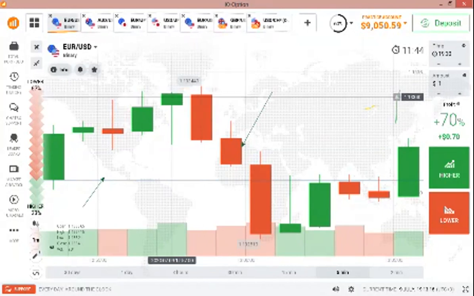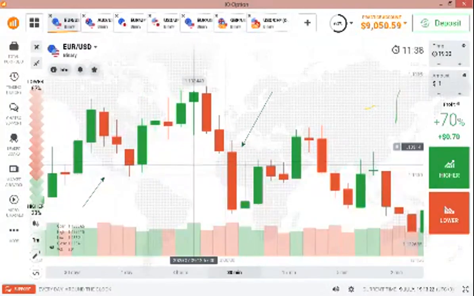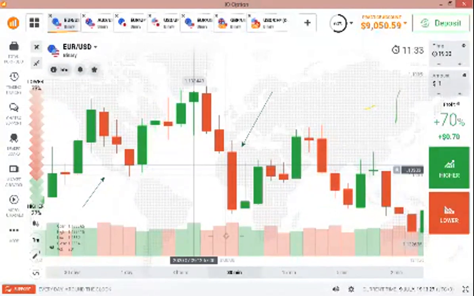I know that the buyers are weak at that time, so they can't take the highest point. So in this kind of situation, I'll go with seller. So this is a level. This is where this candle closes. I'll place a put option because the next level is here.